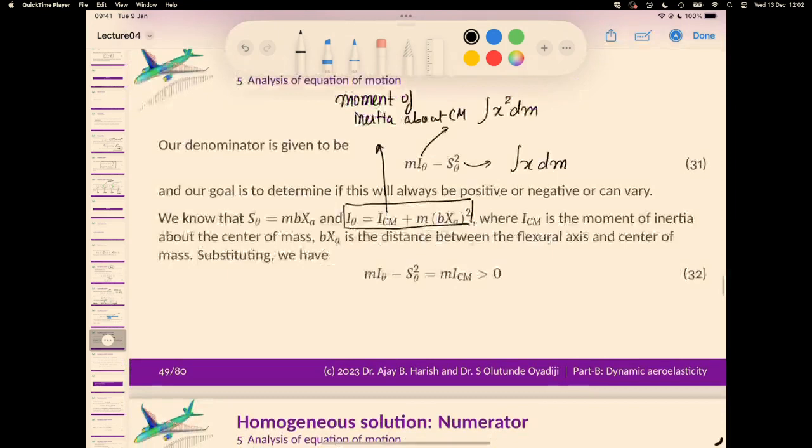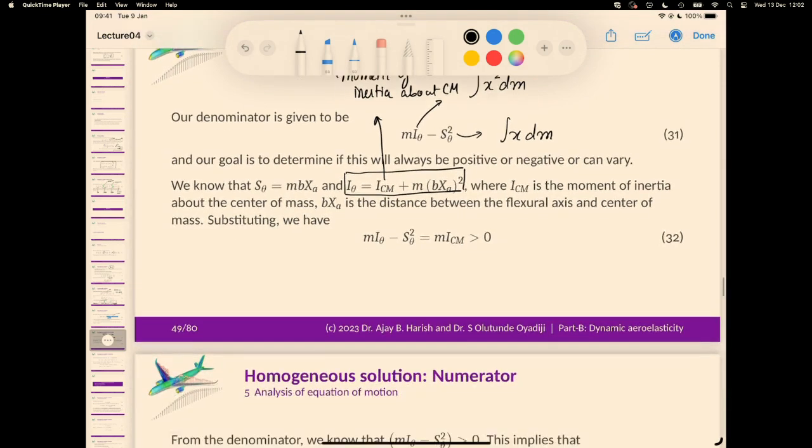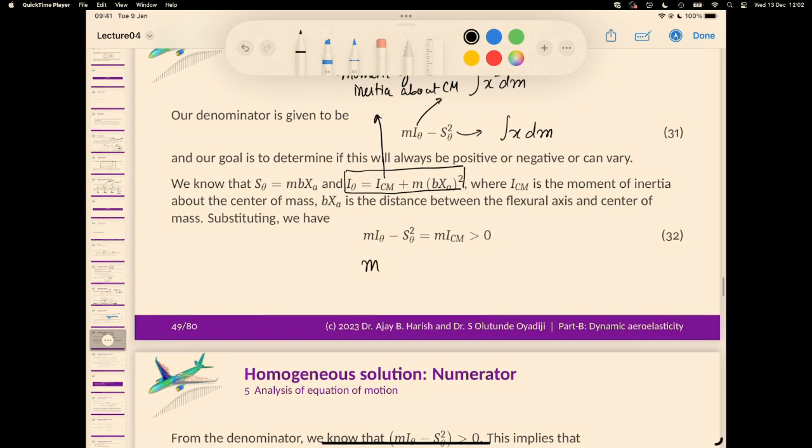Okay, and then from our parallel axis theorem, we said that the distance between the center of mass and our flexural axis is some b into xa. That's what we said when we defined our airfoil shape, if you remember. So from our parallel axis theorem, we can write I theta as a sum of that. We know again ICM, or the moment of inertia about the center of mass, is positive. I'm just trying to make some mathematical jugglery here. So if I substitute for all of these, essentially I would have m into bxa whole square minus s theta square, right? And I can also write s theta as m into bxa, right?